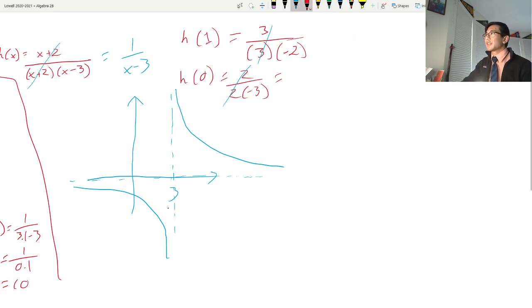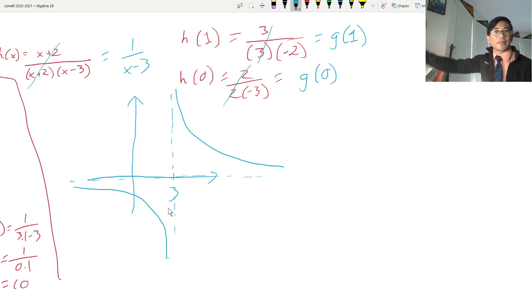We notice here that this then would be the exact same thing as g of 1. And this would also be the same thing as saying g of 0. So h of 1, g of 1, same value. H of 0, g of 0, same value.